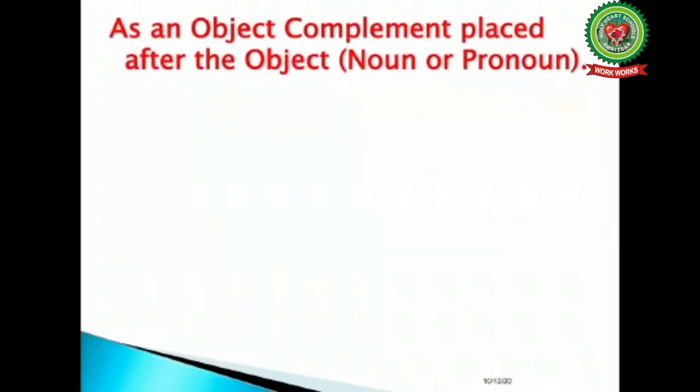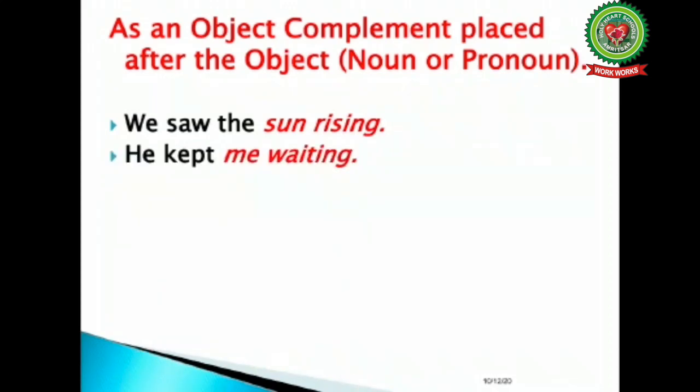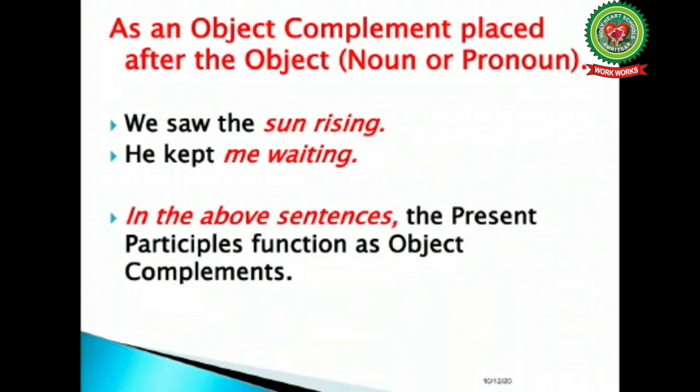As an object complement placed after the object, noun or pronoun. We saw the sun rising. The word rising is an object complement that describes the noun sun, which is the object of the statement. He kept me waiting. The word waiting is an object complement that describes the pronoun me, which is the object of the statement. Children, in the above sentences, the present participles function as object complements.